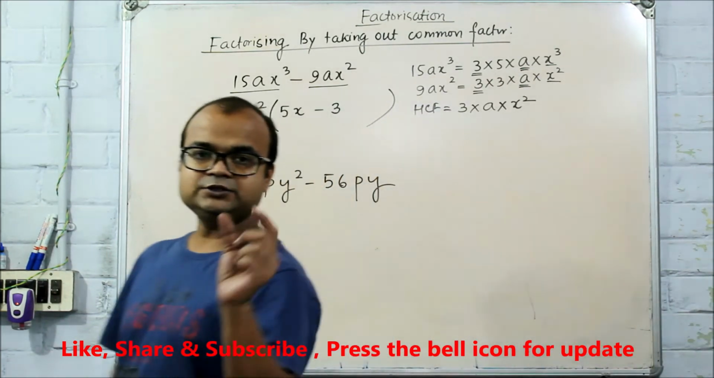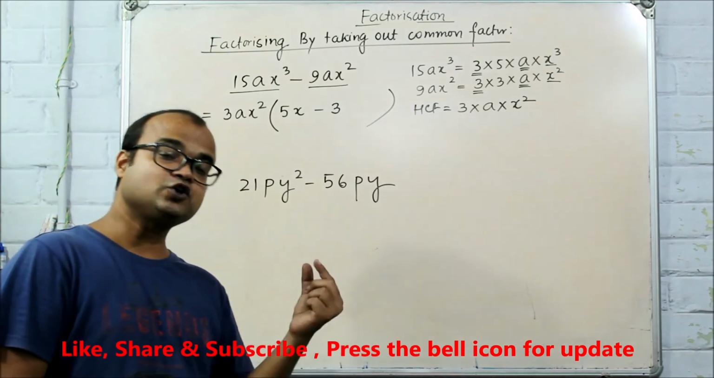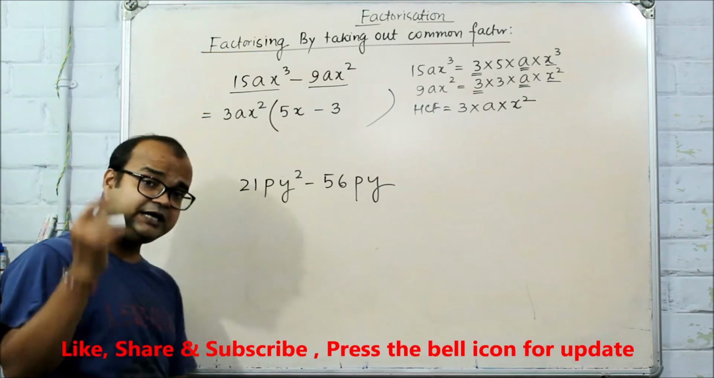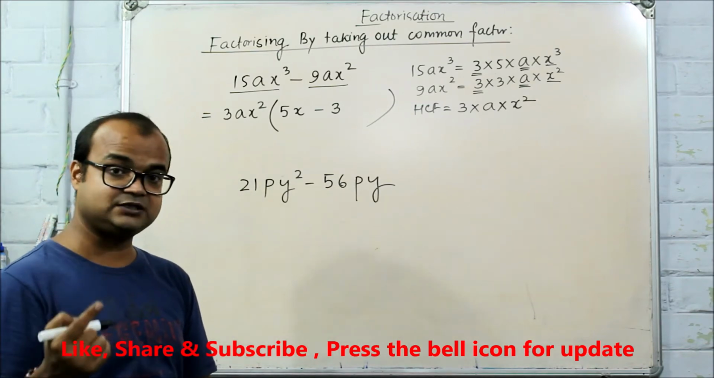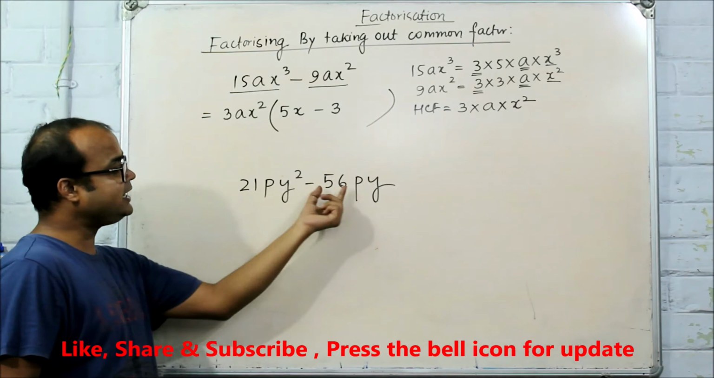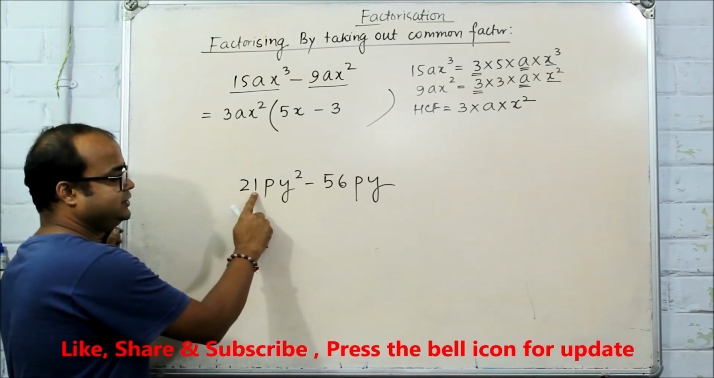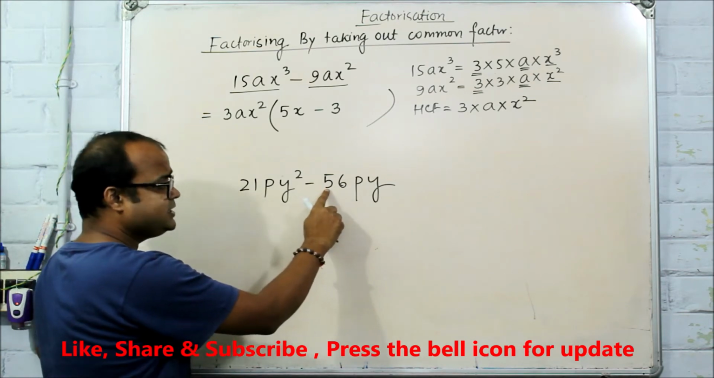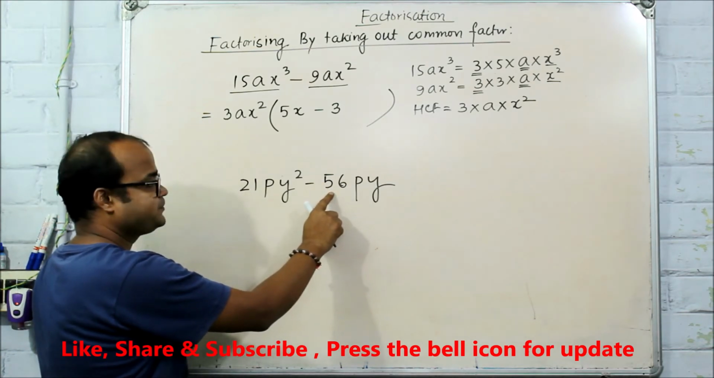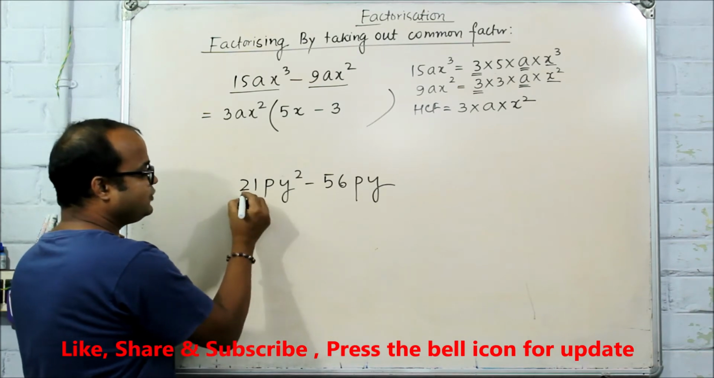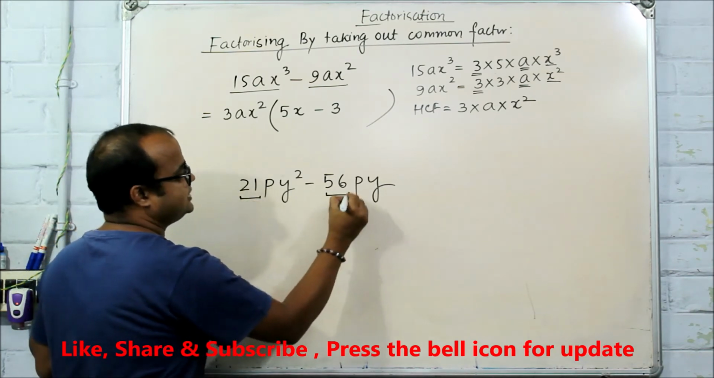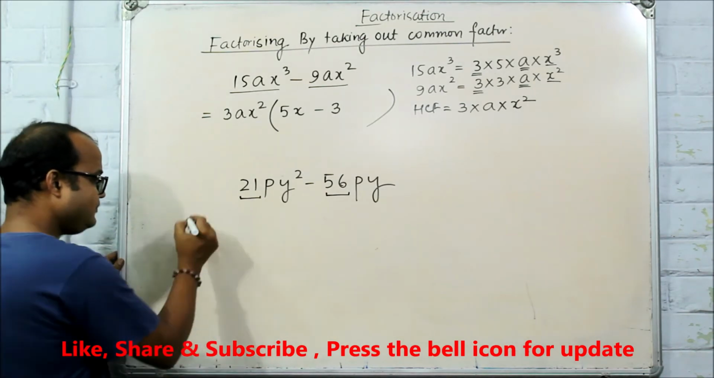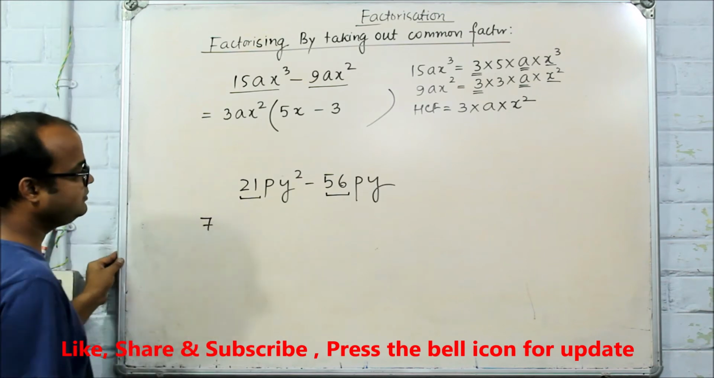First, we need to take out the common factor from the numerals 21 and 56. Find the highest common factor of 21 and 56. 21 is 7 into 3, so it is divisible by 7. 56 is also divisible by 7. So we can take 7 common. This is the maximum term. We will take 7 common.